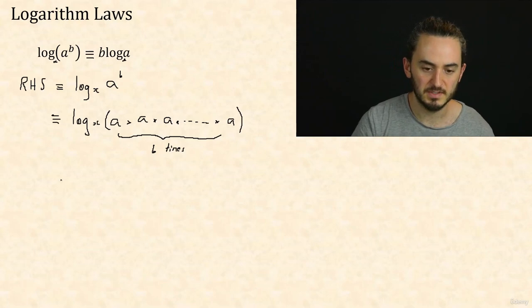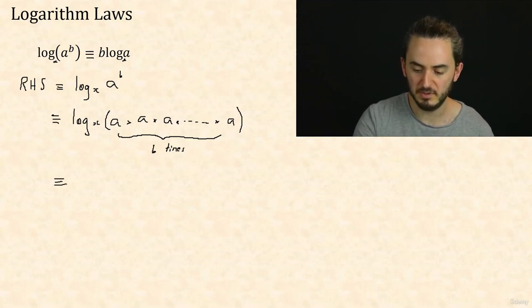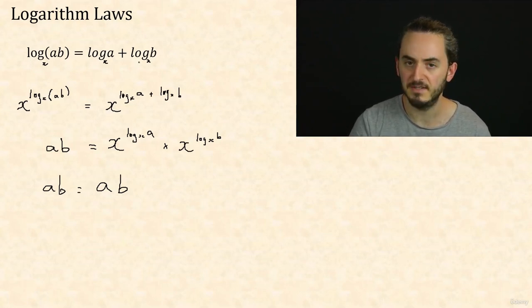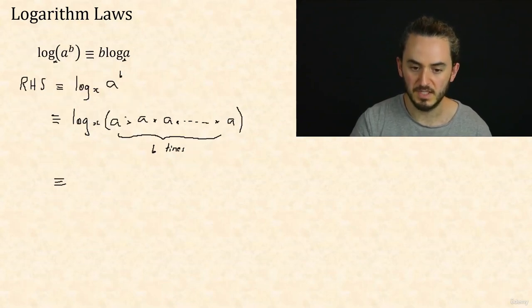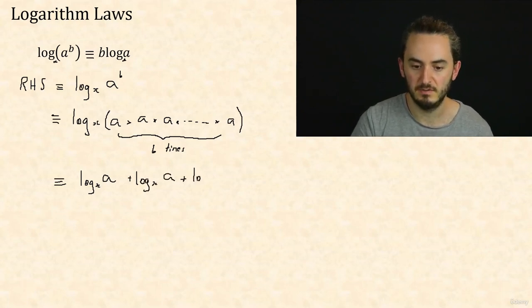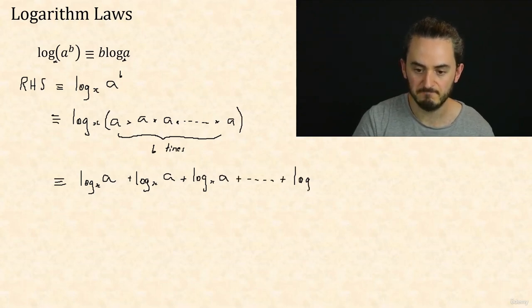Okay, now we can use our addition law. Let me just flick back to remind you. Our addition law says that if you've got log of some things multiplied, you can rewrite them as log of those things added up. So log of something times something is log of first thing plus log of second thing. So we've just got tons of things multiplied up here. So by the first log law, this must be the same as log base x of a plus log base x of a plus log base x of a, and we just get that lots of times.